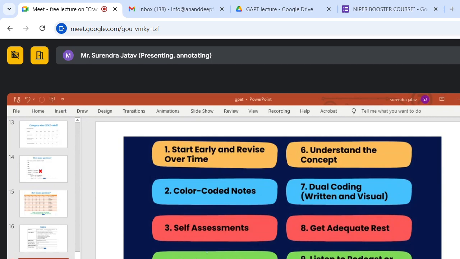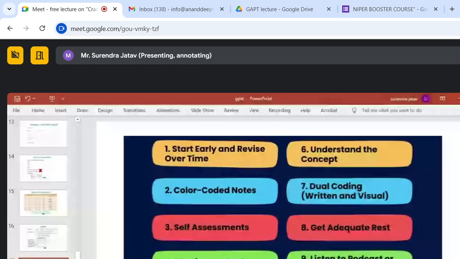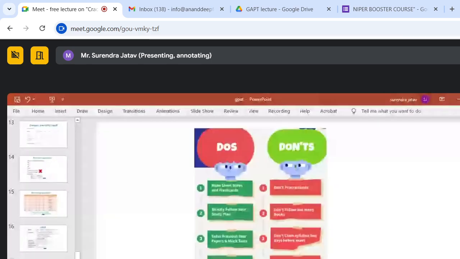Now coming to the things you should do and what you should not do. This is also a most important thing. What you should do for preparing, what you should not do. Make short notes. I have already discussed flashcards. And what you don't do, don't procrastinate.